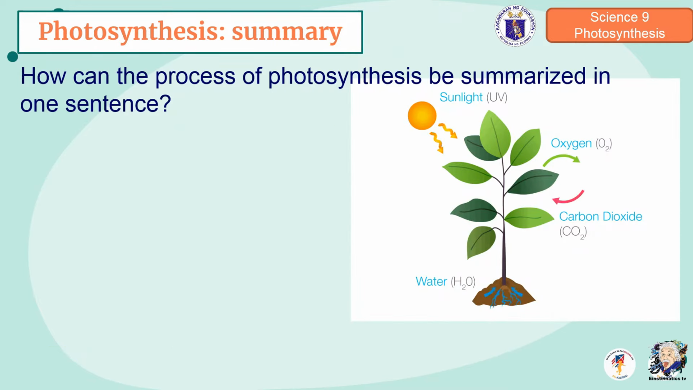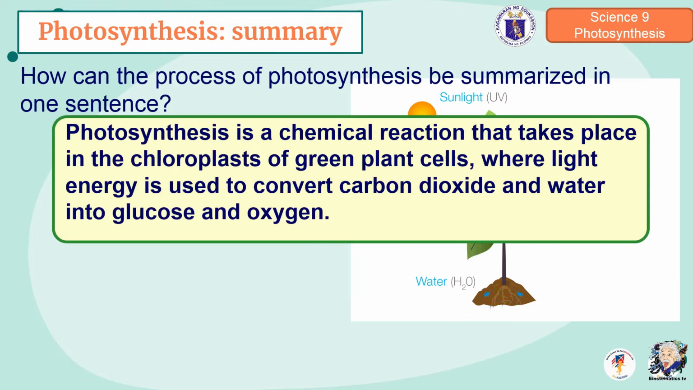So if we would try to summarize the process of photosynthesis in one sentence, what would it be? Any idea? Okay, to sum it up, the process of photosynthesis is this one. Photosynthesis is a chemical reaction that takes place in the chloroplast of green plant cells, where light energy is used to convert carbon dioxide and water into glucose and oxygen.